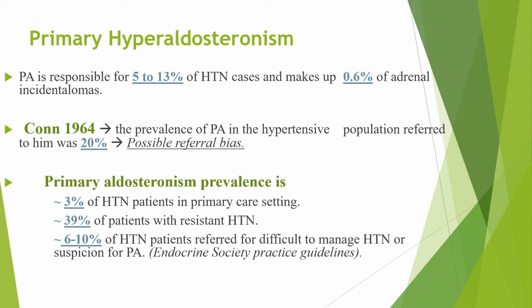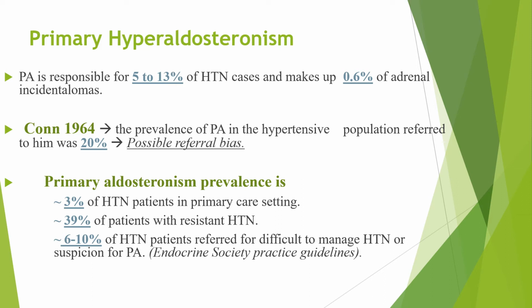And when we come across any adrenal incidentoma, we have to screen those patients for primary hyperaldosteronism, whether hypertension is there or not. In 1964, a scientist known as Conn described this condition, primary hyperaldosteronism, in hypertensive population, and he suspected that it could be one of the most important secondary causes of hypertension, the cause of secondary hypertension.